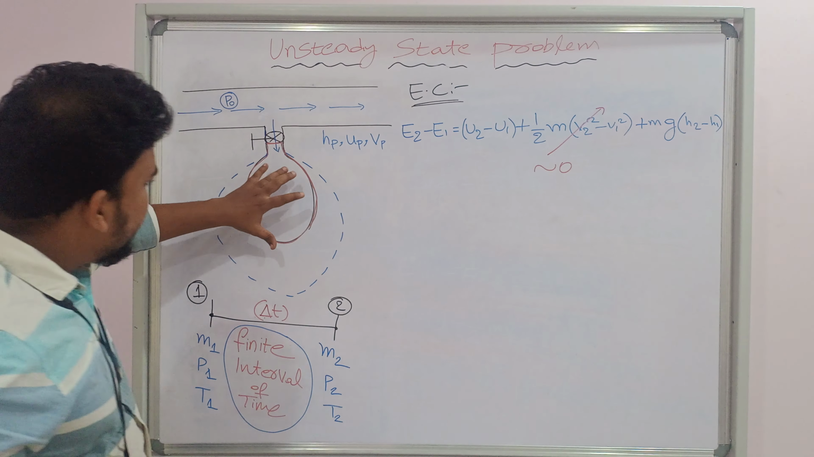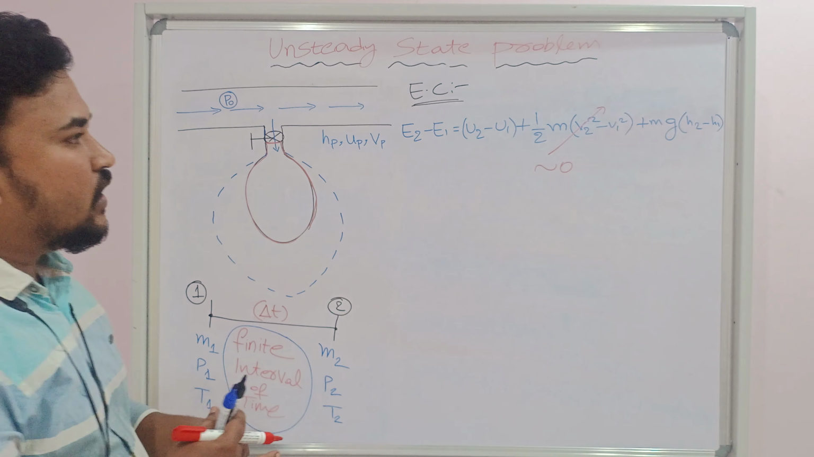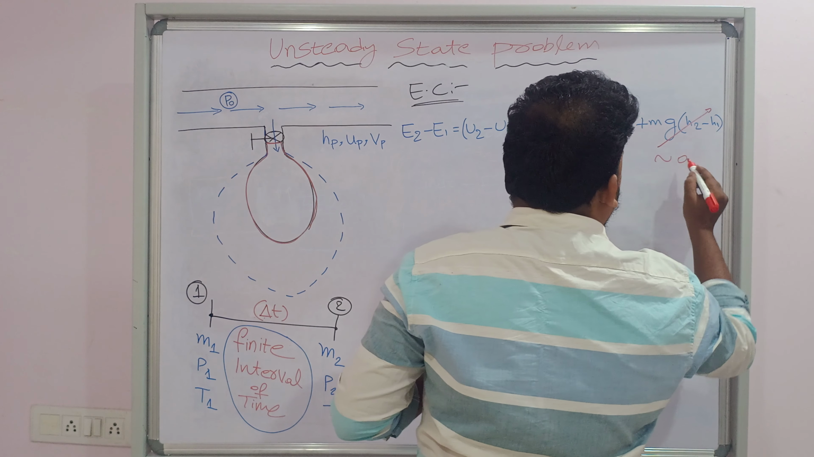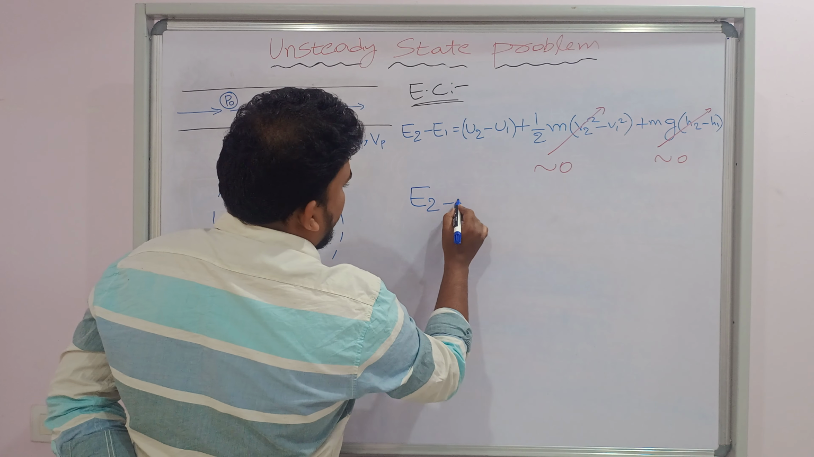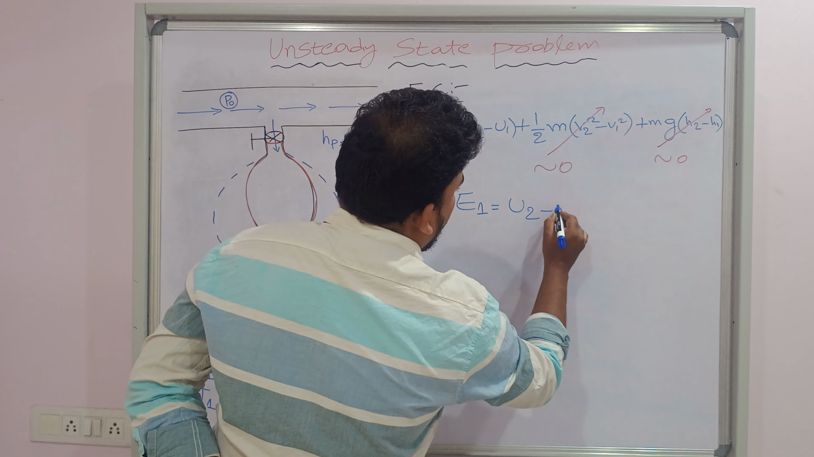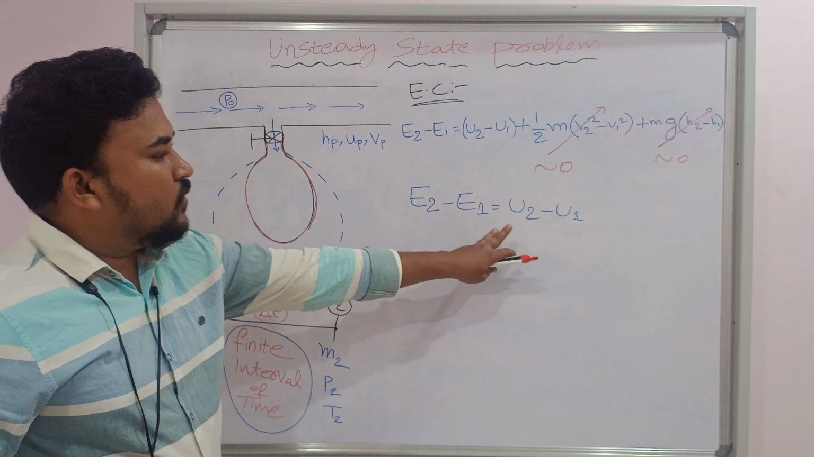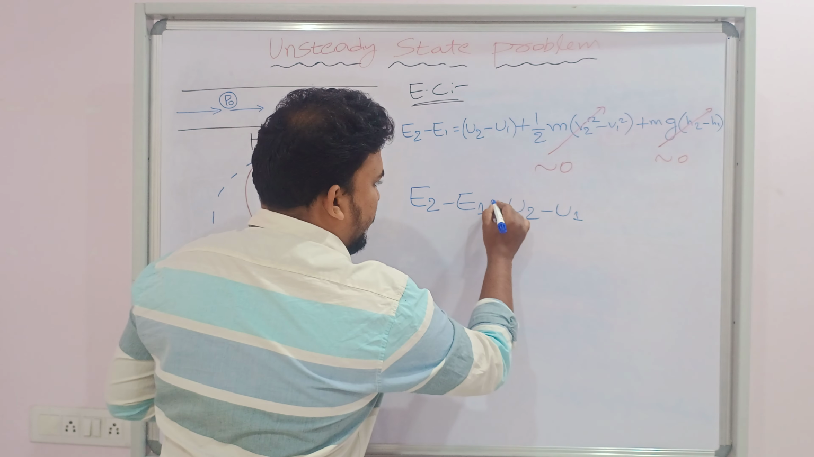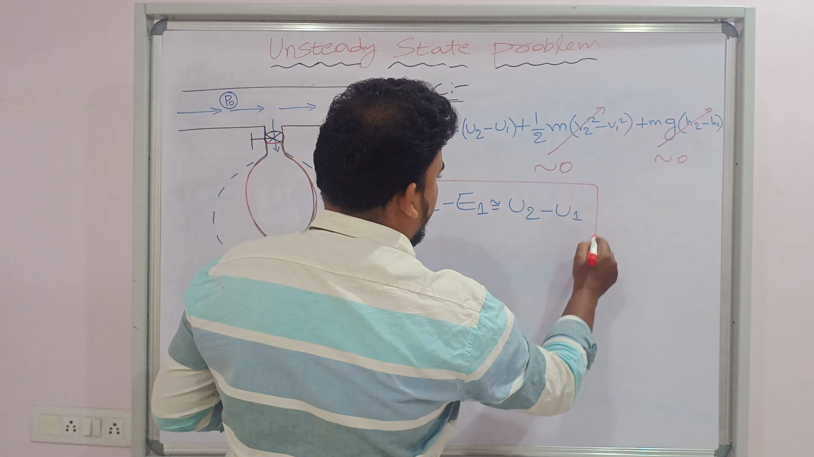Similarly, the system is here only. It is not going to heavy elevations, so this term H2 minus H1 will also be approximately zero. So the final value will be E2 minus E1 equal to the change in internal energy. Correct? U2 minus U1. This E2 minus E1 is approximately equal to U2 minus U1, which I will write with an approximation sign here. Okay, this is the final energy equation.